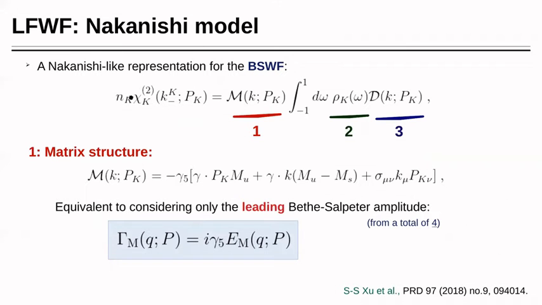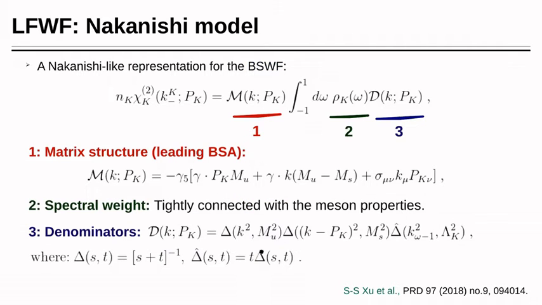We take the pseudoscalar meson Bethe-Salpeter wave function, and in a Nakanishi-like representation, this is written in terms of a matrix structure, the product of three quadratic forms in the denominator, and the Nakanishi weight. For our purposes, we can retain only the leading Bethe-Salpeter amplitude in this matrix structure. The leading term adopts this form, and this is one from a total of four. So the denominators will allow us to follow certain steps to obtain algebraic or semi-algebraic representations. And the spectral weight will, of course, be connected with the meson properties.